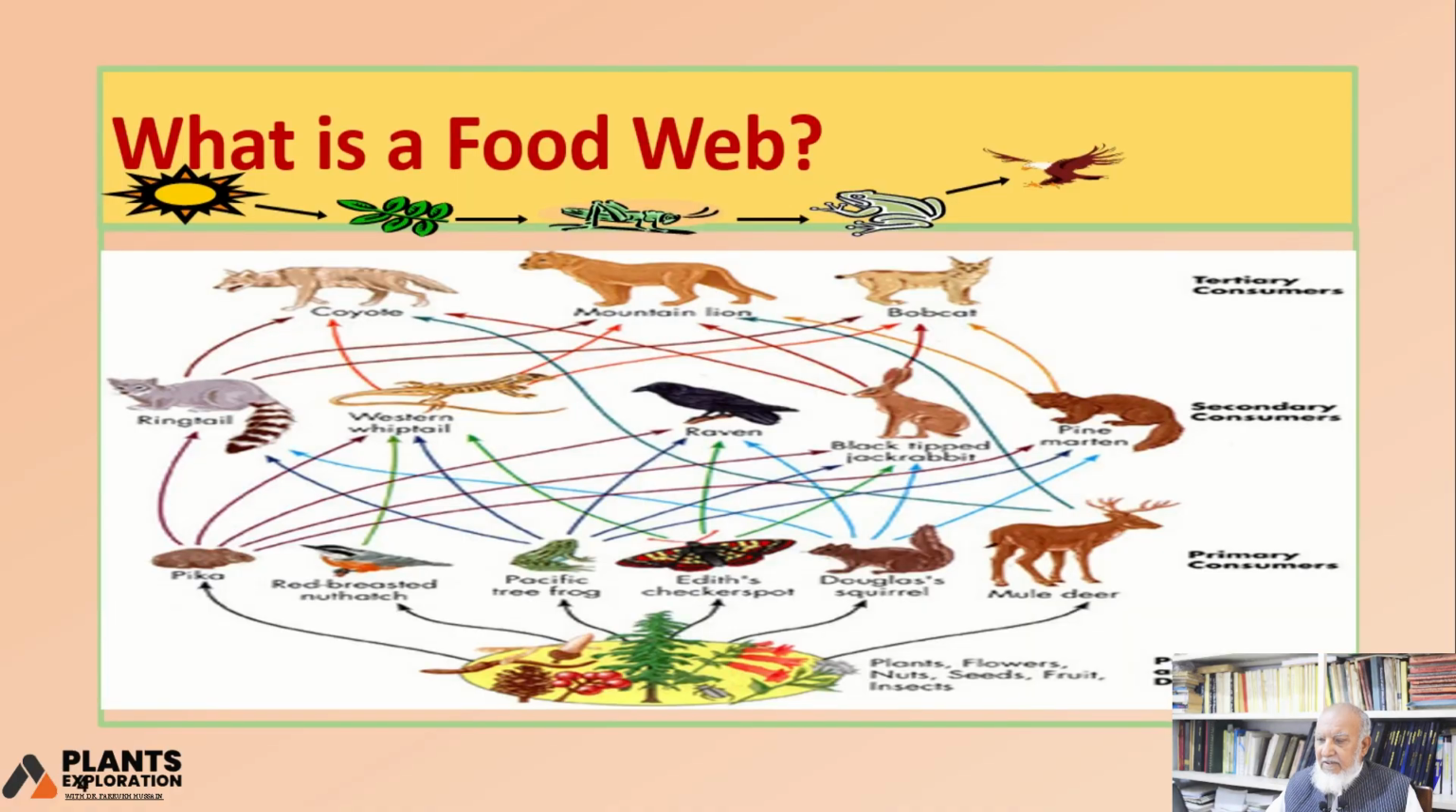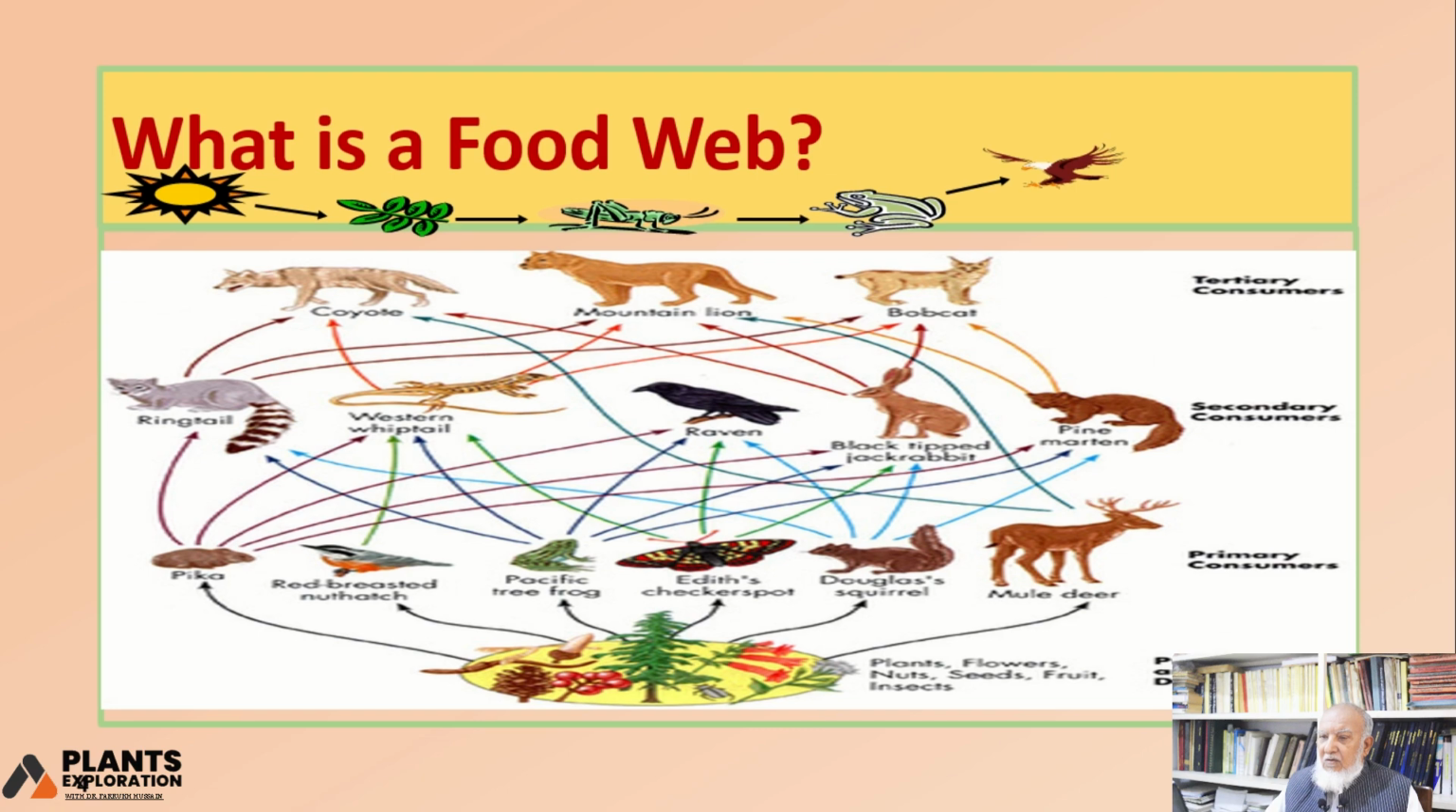Just a diagram is there. At the base, there are trees, herbs, shrubs, grasses, and from them we have primary consumers, secondary consumers, tertiary consumers. All of them are somehow directly or indirectly linked to the grass. So these various blue, black, or red lines indicate who eats whom.